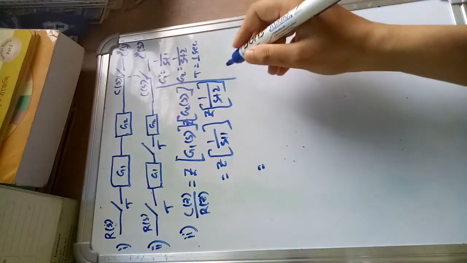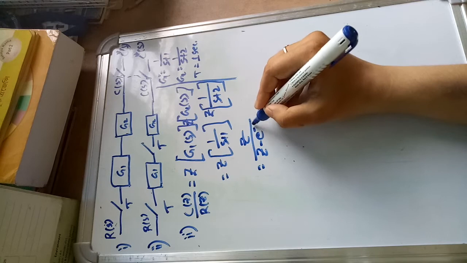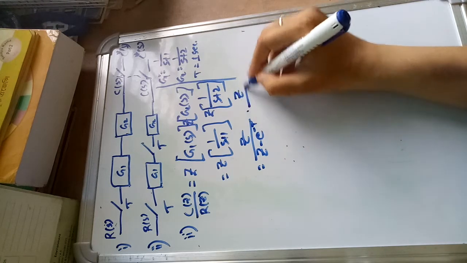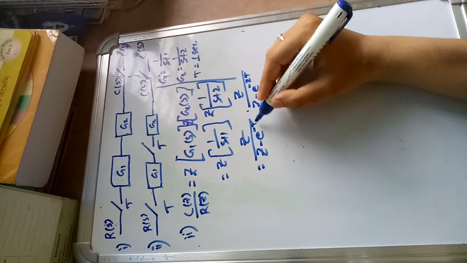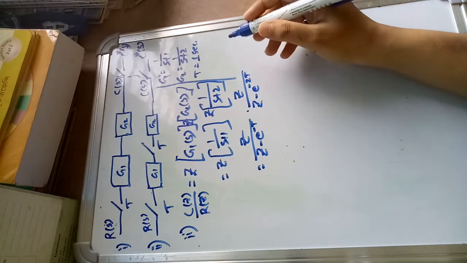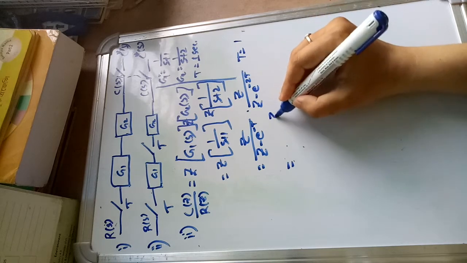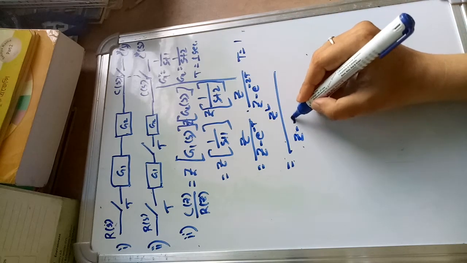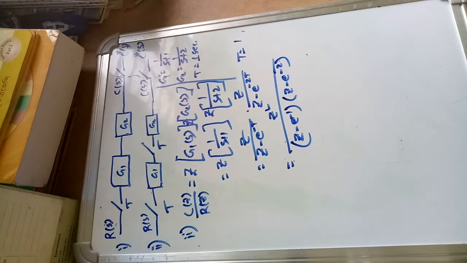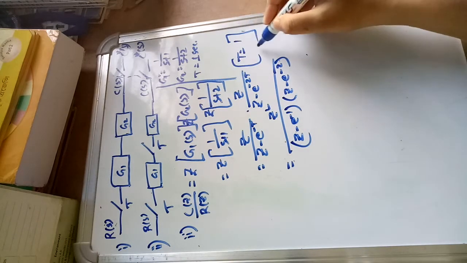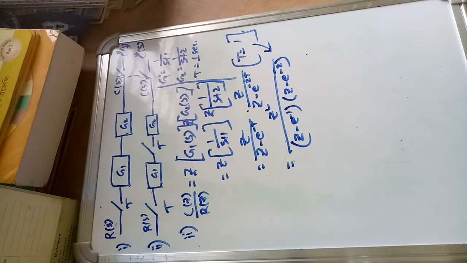Okay, so it can be written easily as Z divided by Z minus e to the power minus T, multiplied by Z divided by Z minus e to the power minus 2T. You can directly write e to the power minus 1 and e to the power minus 2, or just show a step. So considering T equal to 1, it will come Z square divided by Z minus e to the power minus 1 into Z minus e to the power minus 2. Okay, considering T equal to 1. Yeah, so this is the pulse transfer function, you can say. Okay, thank you.